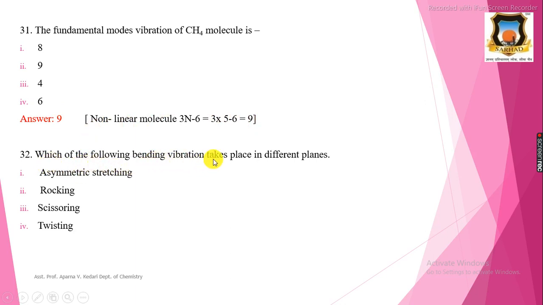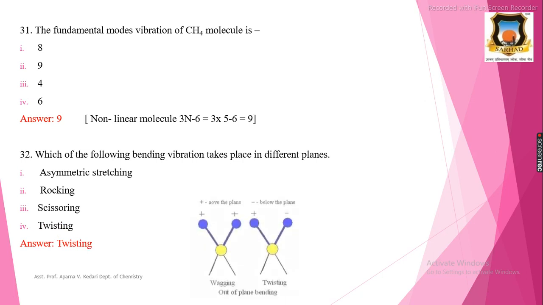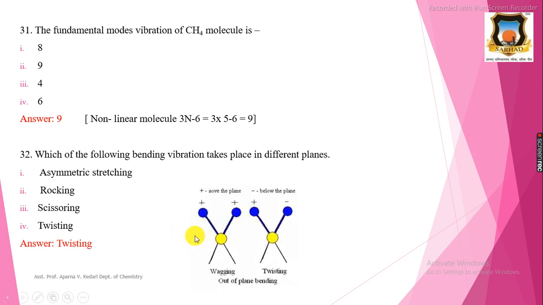Then the next question is, which of the following bending vibrations takes place in different planes? First, asymmetric stretching, rocking, scissoring and twisting. The correct answer is twisting, because twisting and wagging vibrations take place in different planes. Here in the twisting vibration, the atom goes behind, that is, it changes its plane during vibration. Therefore, twisting is the bending vibration that takes place in different planes.